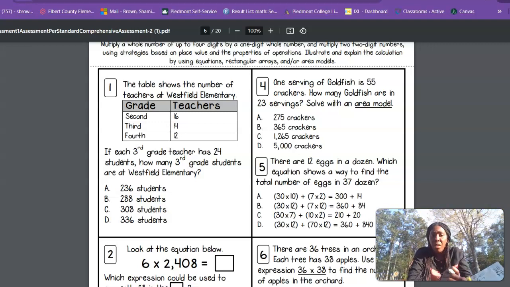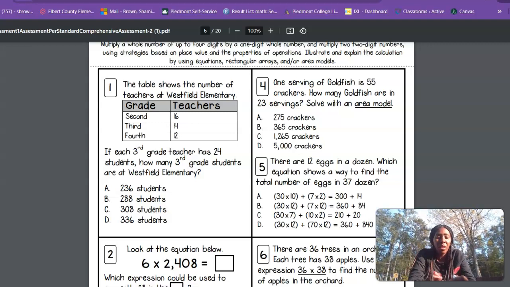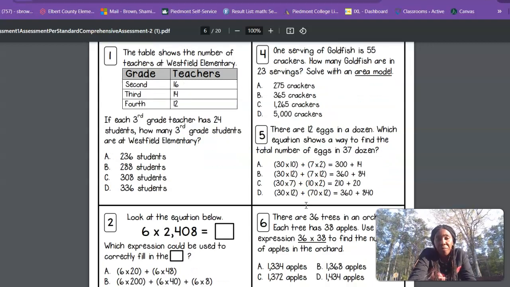Number 5 says there are 12 eggs in a dozen. So they already tell you how many is in a dozen. Then it says, which equation shows a way to find the total number of eggs in 37 dozen? So if I know that 12 eggs are in a dozen, if they have 37 dozen, you need to do 37 times 12. So you could do that one yourself. Oh, so actually they already have, I just want you to break it down. So 37 times 12. You could do 30 times 12. And then you could do 7 times 12. Okay. So that one's simple. You can do that one on your own.